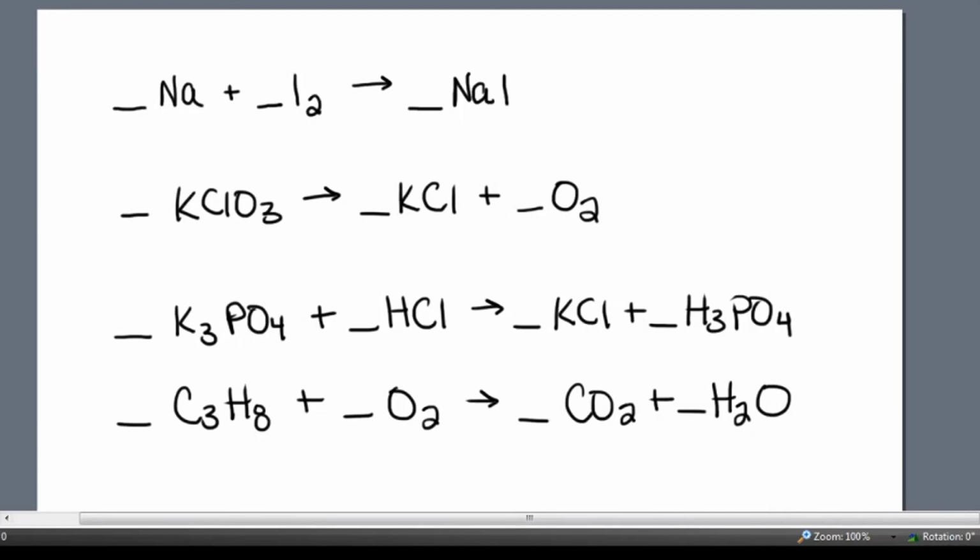1 sodium on the left, 1 sodium on the right, 2 iodines on the left, only 1 iodine on the right, so I need a 2 out in front here. Now I have 2 sodiums on the right, and so I need 2 sodiums.